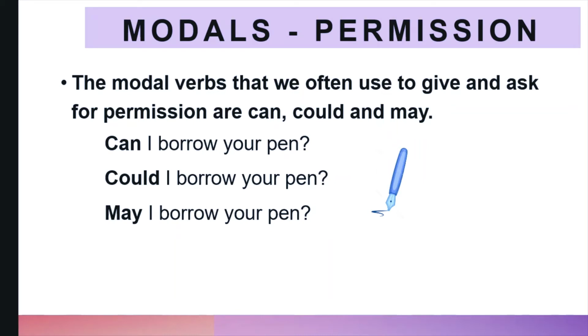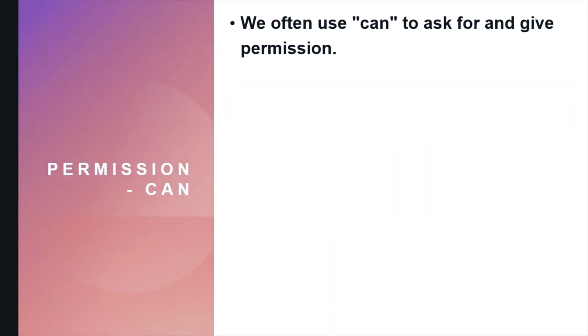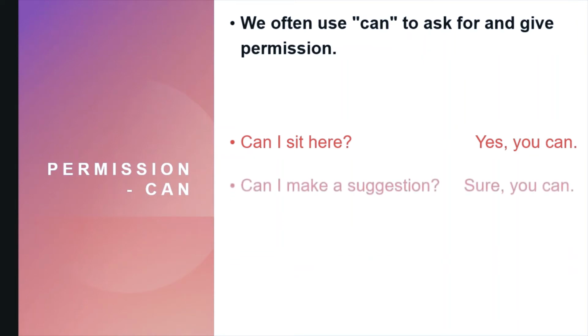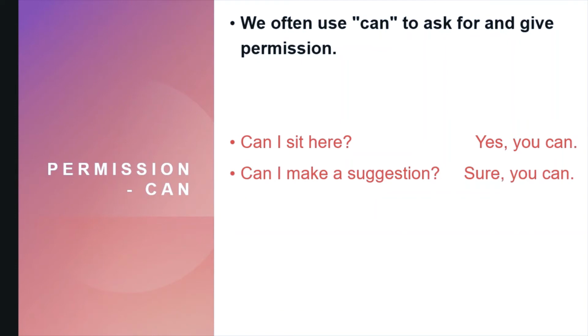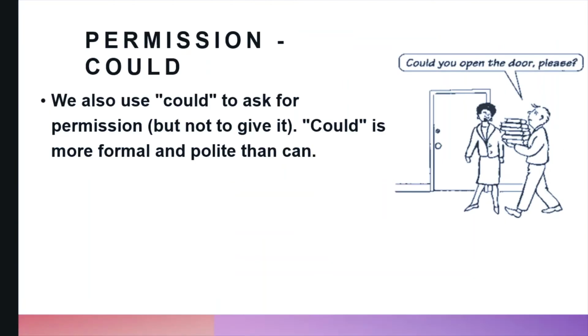What do I mean? We often use can to ask for and give permission. For example, can I sit here? Yes, you can. Can I make a suggestion? Sure you can. Can I leave early? No, you can't. Another modal verb of permission is the modal verb could.